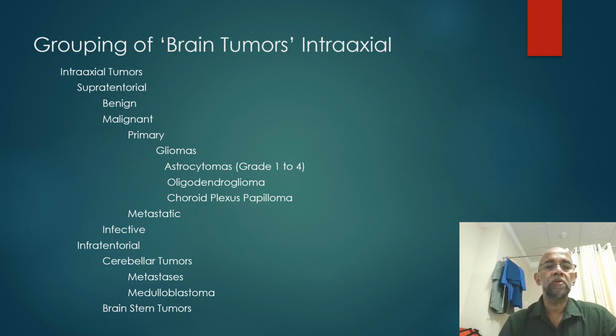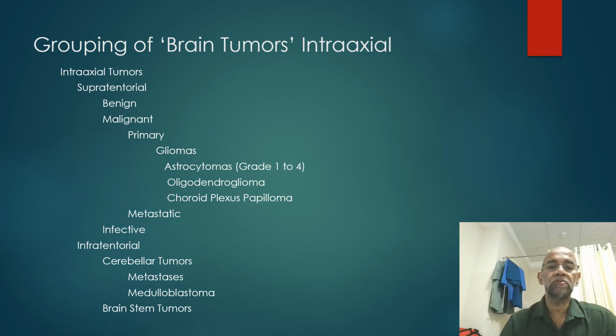The first group are the actual brain tumors. They are the intraaxial tumors within the brain substance. Now, these tumors might be above the tentorium cerebelli, in which case they are called supratentorial tumors, or they may be below the tentorium, in which case they are called infratentorial tumors. These tumors may be benign or malignant.